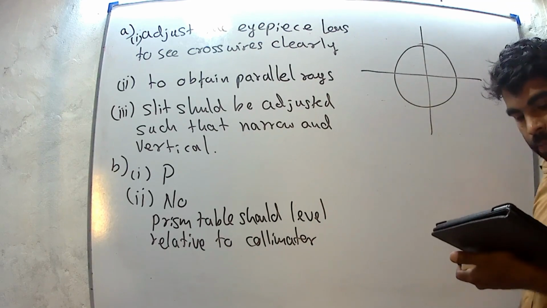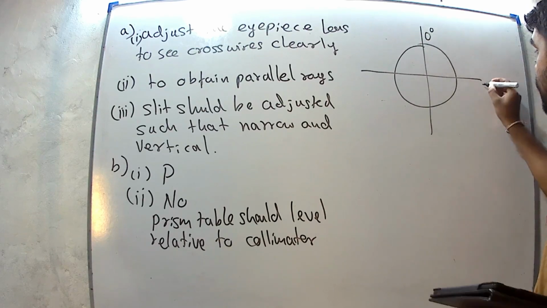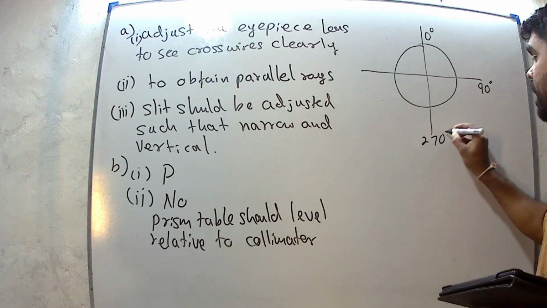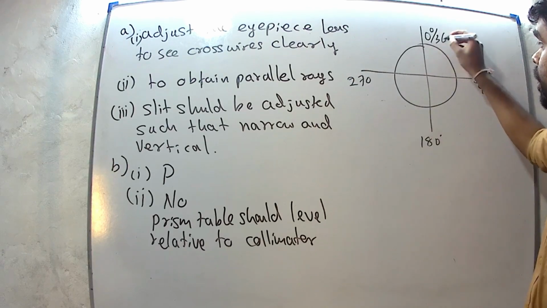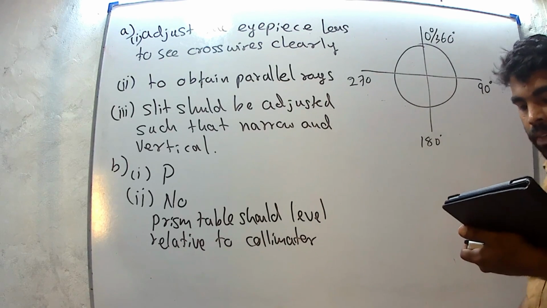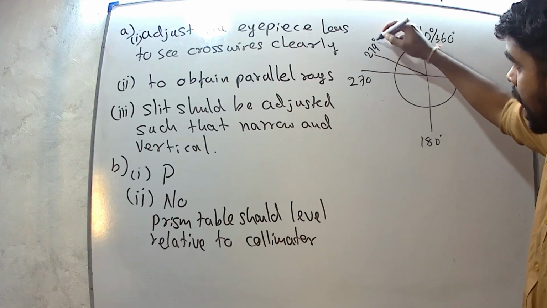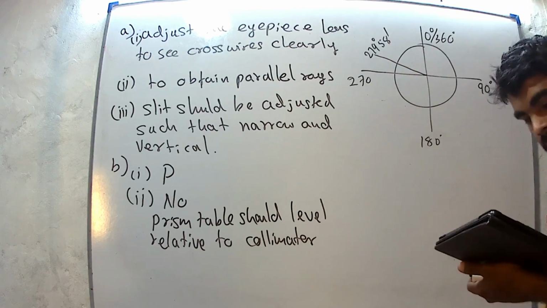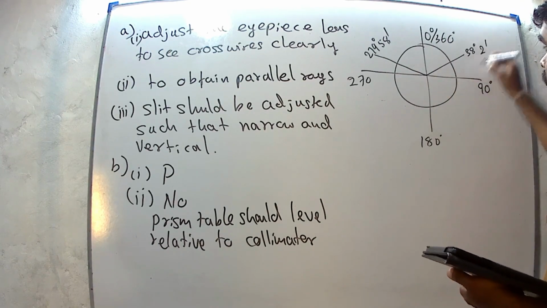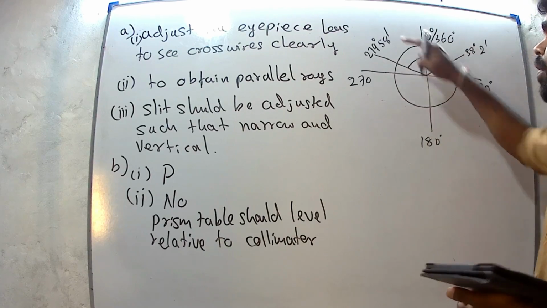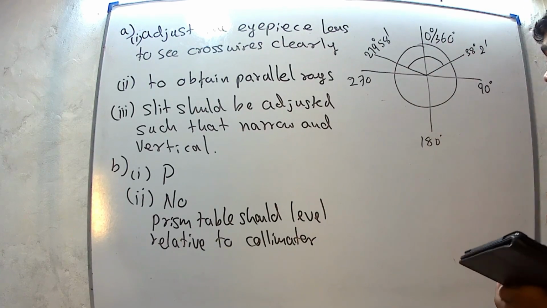The first reading is 279. We know that this point is 0 degrees, 90, 180, 270, again 360. The first reading is 279 degrees and 58 minutes. Then the second reading is 38 degrees and 2 minutes. We have to get this angle, not this part. If we subtract, we get this angle. It is not the theta angle, it is 2 theta.